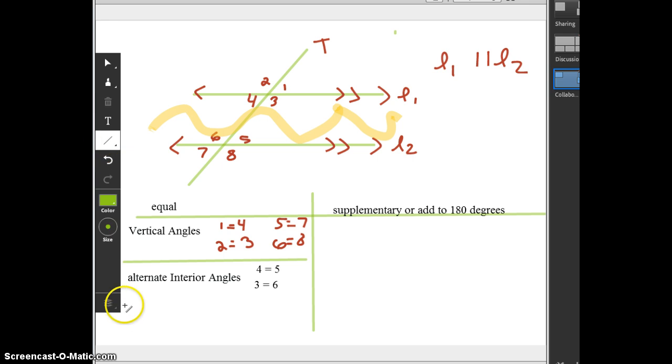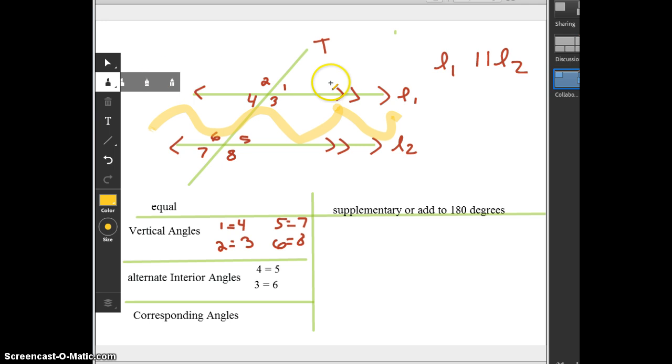The last one that we're talking about today are the corresponding angles, sorry about that. And these are all equal. They're in the same location on the first line relative to the second line. For example, I'm going to go with my marker. Angle 1 is in the upper right quadrant, and that corresponds to angle 5. They're in the same spot. 1 is equal to 5.